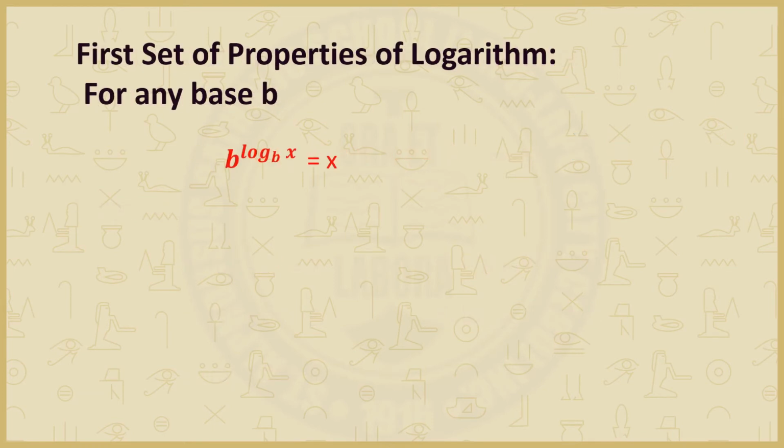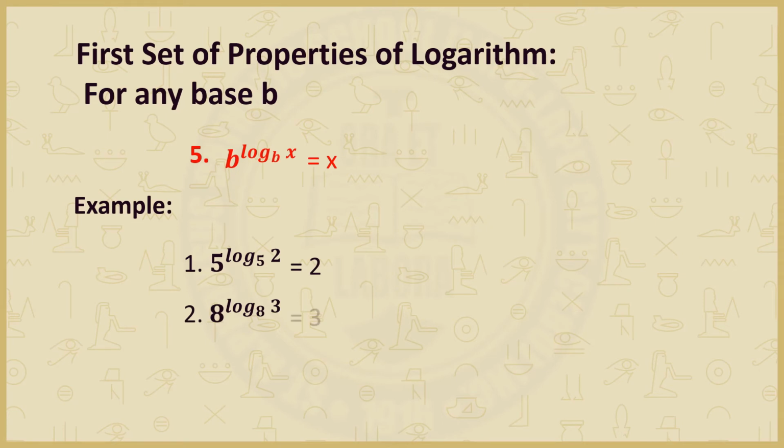Fifth property of logarithms, for any base b, b raised to the logarithm of x to the base b is equal to x. For example, 5 raised to the logarithm of 2 to the base 5, its result is 2. 8 raised to the logarithm of 3 to the base 8, its result is equal to 3.